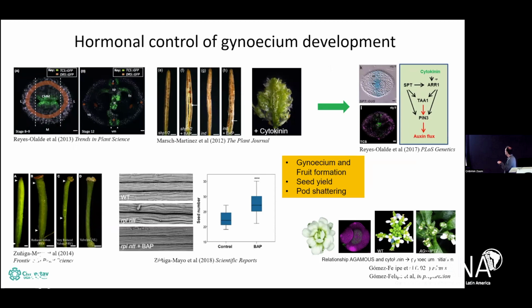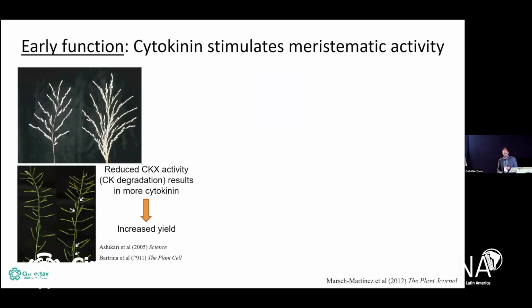So here we have an image. I assume here for you it's very small, so later on we see it a little bit more. So where we have high cytokinin signaling, which is very important to get the different structures in the gynoecium, and afterwards to get the fruit.